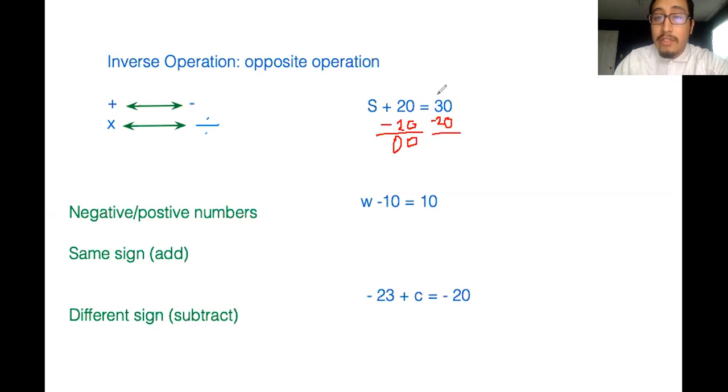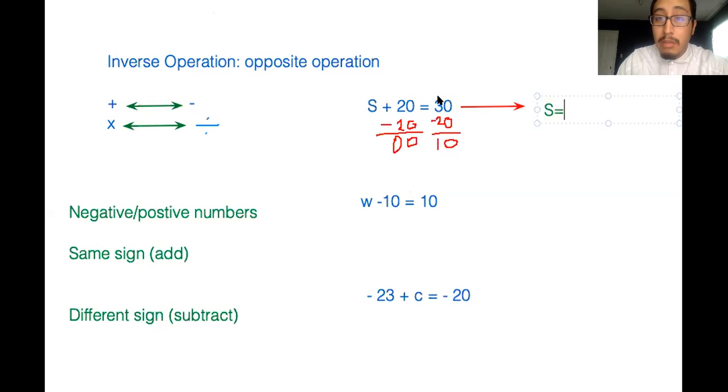So what am I going to get left over? 30 minus 20 is 10. So your answer ends up being S. S is going to stay the same because you didn't do anything. And then this plus 20 minus 20 got 0, so that means it's gone. Your equal sign is still there, equals.